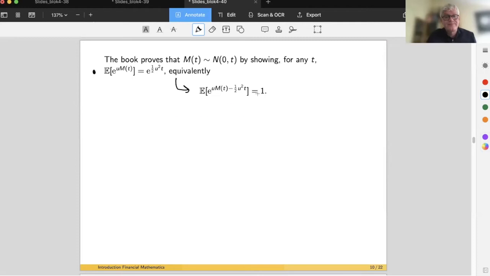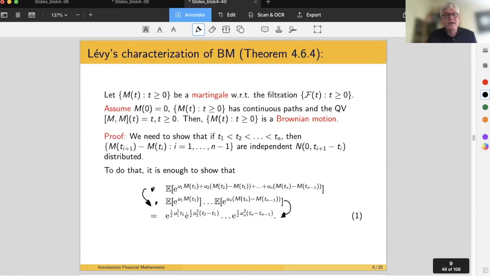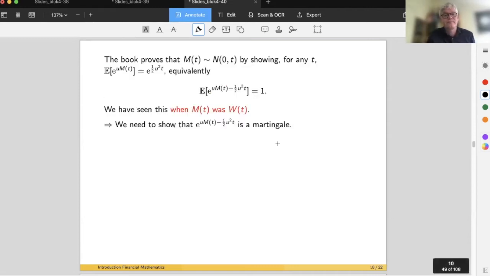So let's recap. We have seen this form when M_t was equal to a Brownian motion, W_t. And there we did the derivation. So what we need to show essentially is that e to the power u M_t minus 1/2 u squared t is a martingale. If we are able to show that, we have shown that this expectation is equal to 1. So we will first prove this and then prove equation 1. And recall that equation 1 was the one on the basis of the time partition.